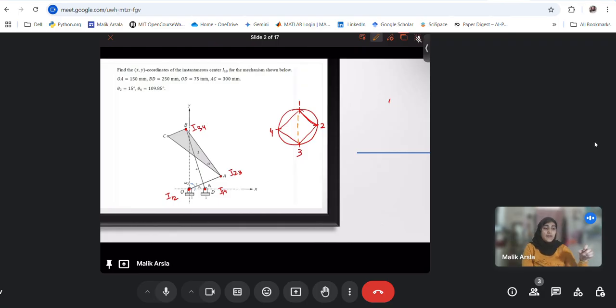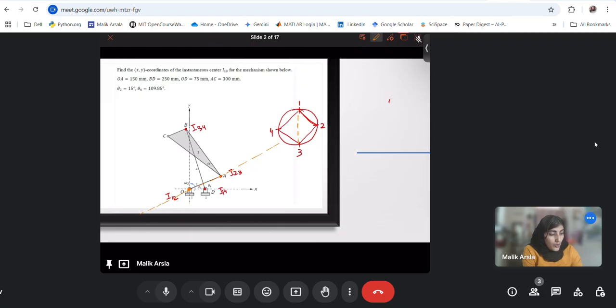Now, using Kennedy's theorem, we know that in order to find I13, I13 must lie on the line connecting I12 and I23. So basically I12 is here and I23 is here. So the instantaneous center I13 must lie somewhere on this line. So I'm extending this line. Okay, this is one way.